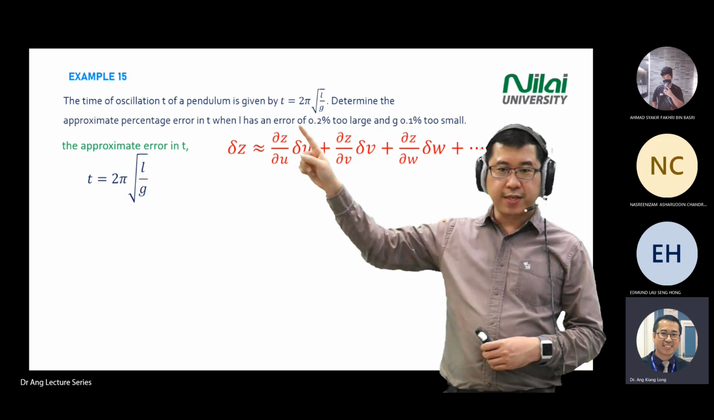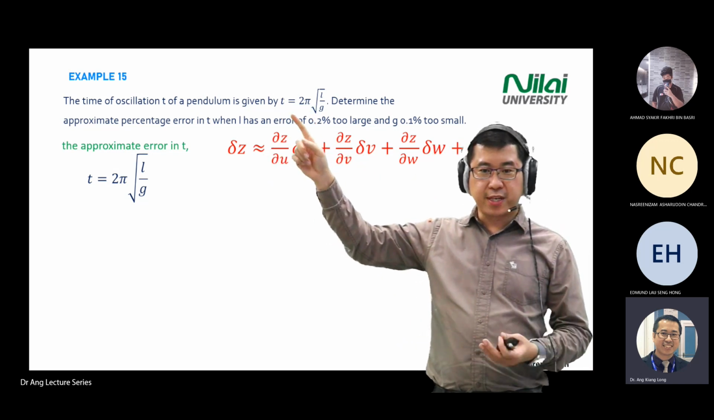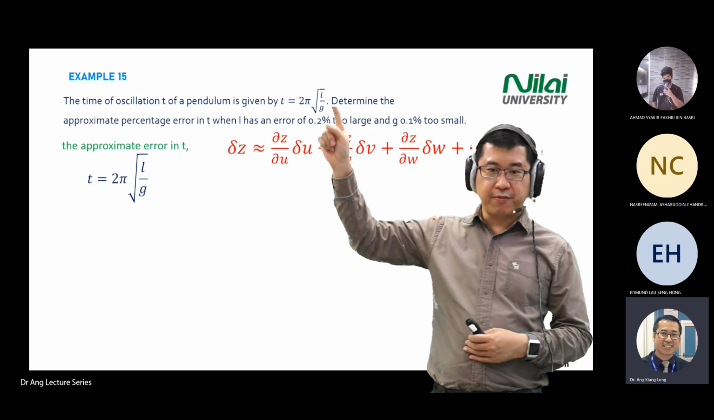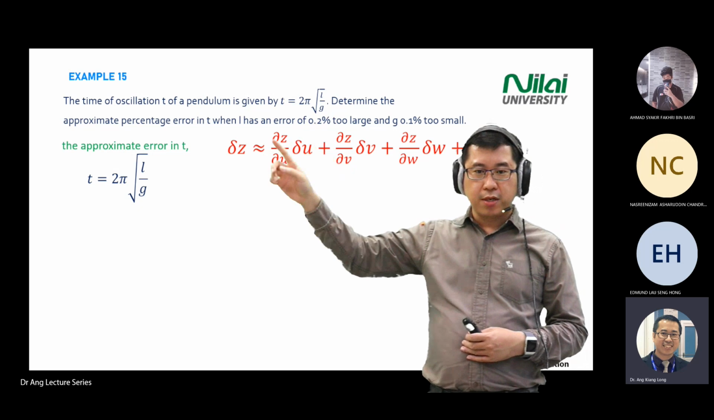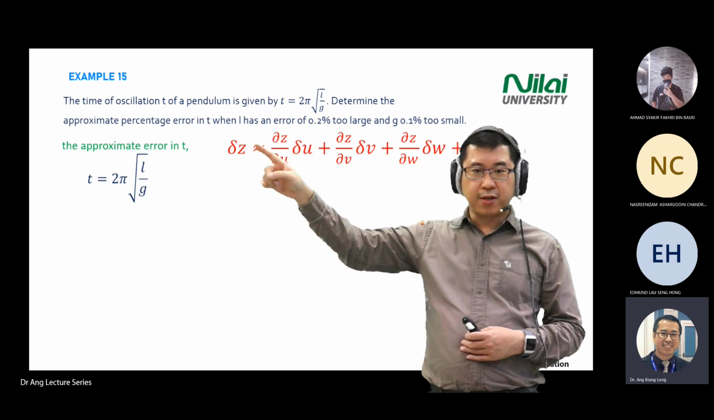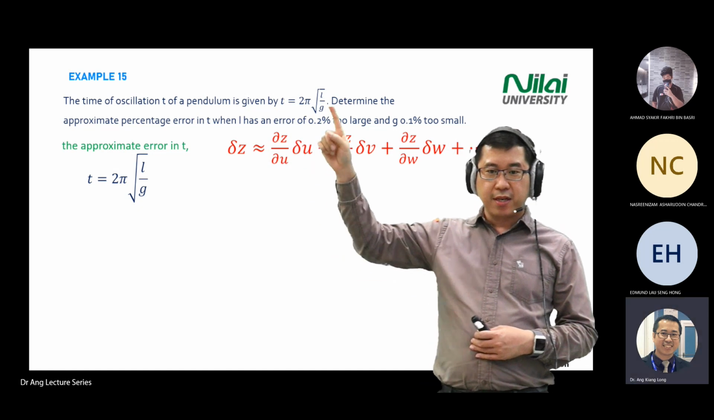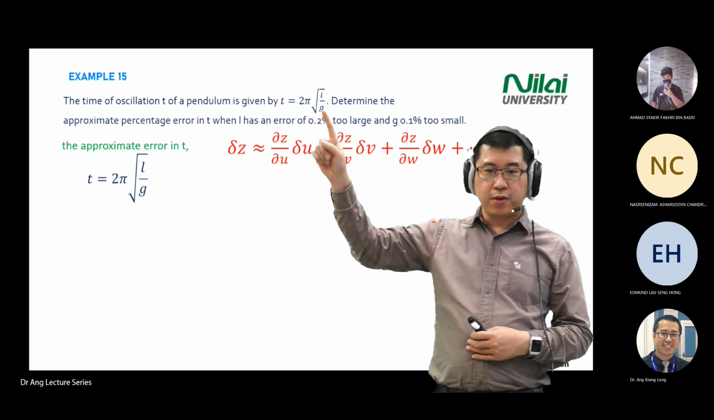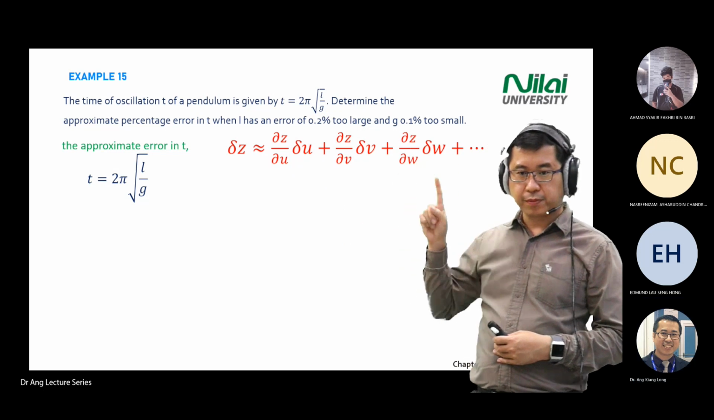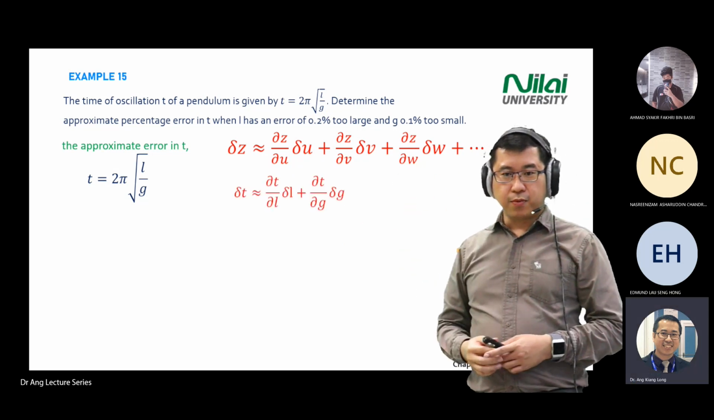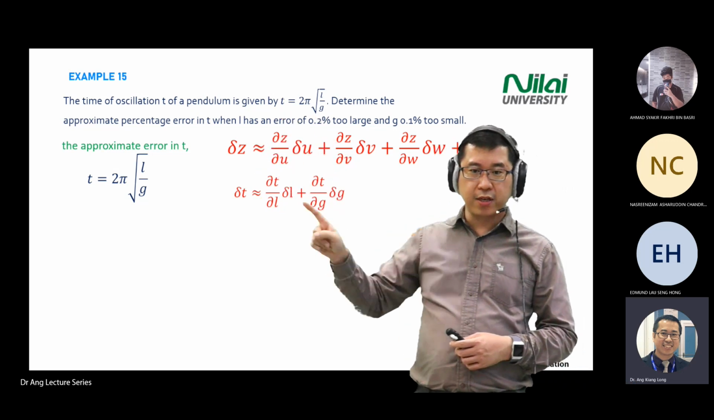So in this case, we have T, and you have 2 pi. 2 pi is a fixed number, so it's not an unknown. You have the L, you have the G. So basically, you have T, L, and G. Your Z is T, because you compare side by side. Your L can be U, your G can be V, and this one you don't have. So you just compare side by side and transfer the information.